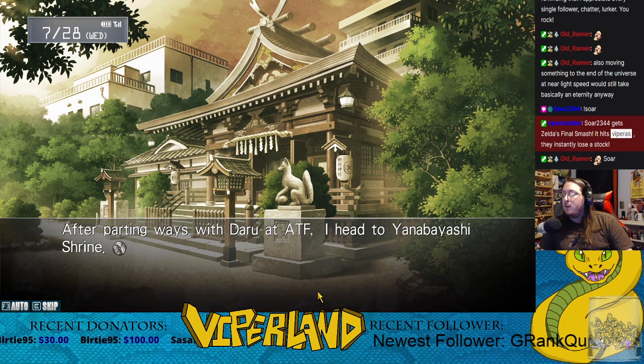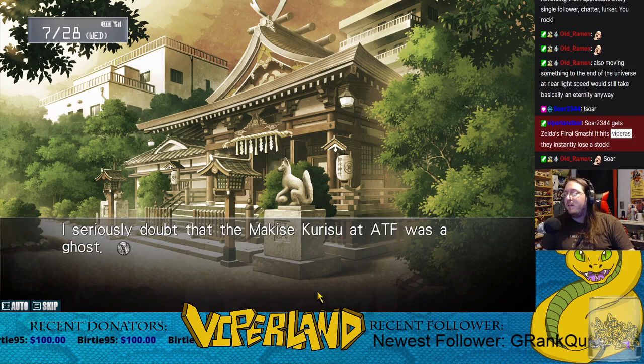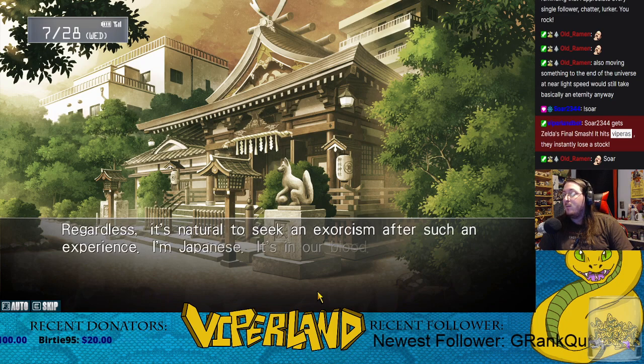After parting ways with Daru at ATF, I head to Yanabayashi Shrine. I need to get exorcised. Yep, logical. I seriously doubt that the Makise Krisu at ATF was a ghost. Regardless, it's natural to seek an exorcism after such an experience. I'm Japanese, it's in our blood.